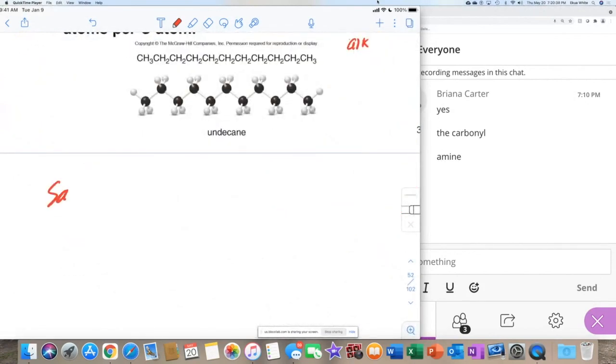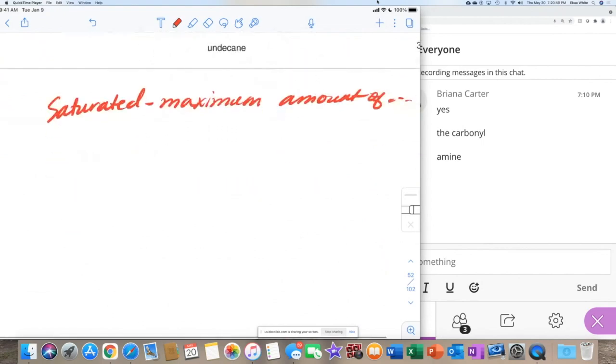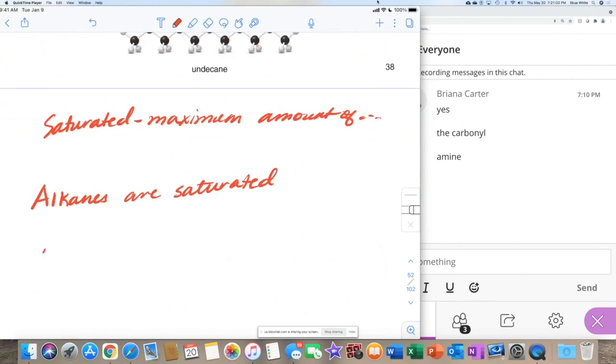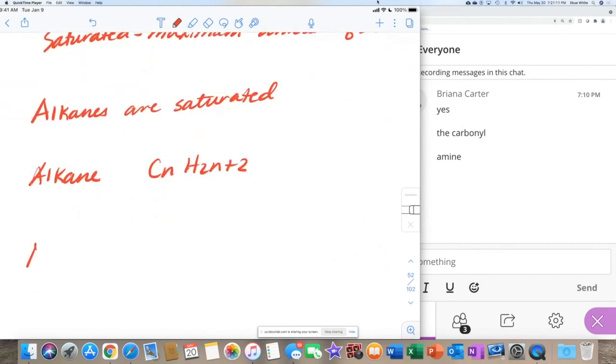So what does saturated mean? Saturated just means maximum amount of whatever, okay? So in our context, we're saying alkanes are saturated. So what do we mean by that? Let's look at the general formula and we'll see that. Alkanes essentially have that general formula that says CnH2n plus 2. Okay? Alkenes are very similar to alkanes, but alkenes have 2 less hydrogen. They're CnH2n, and then that's it.